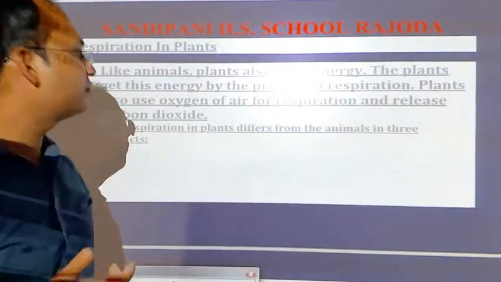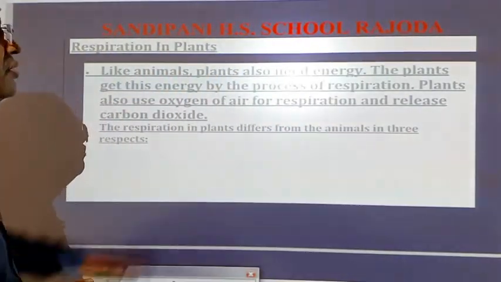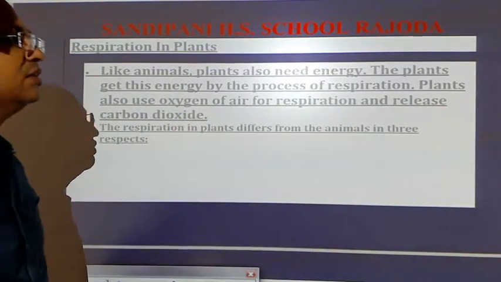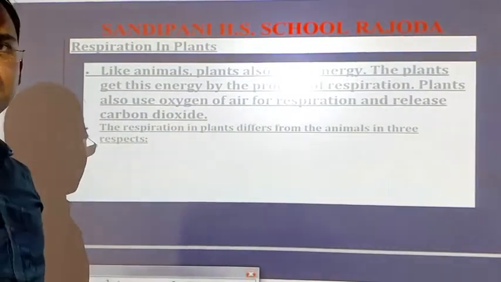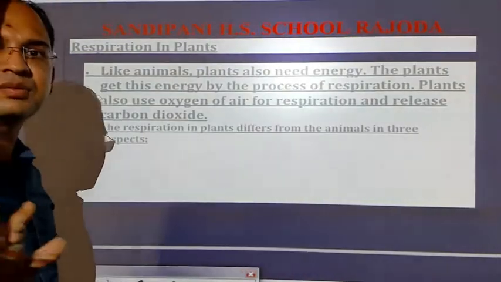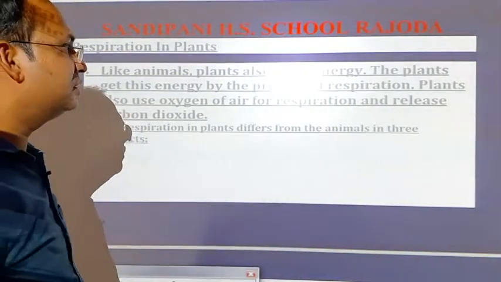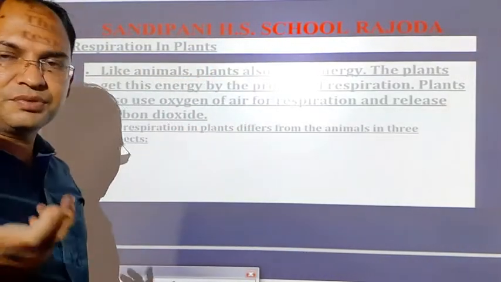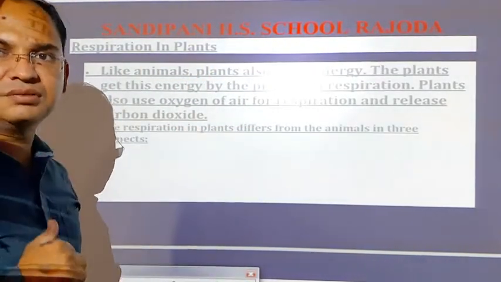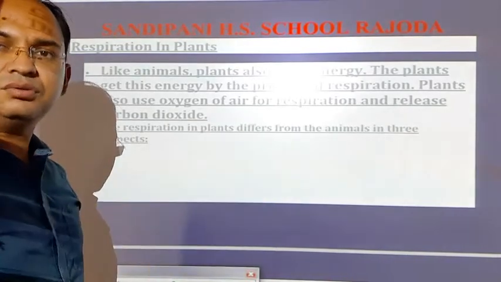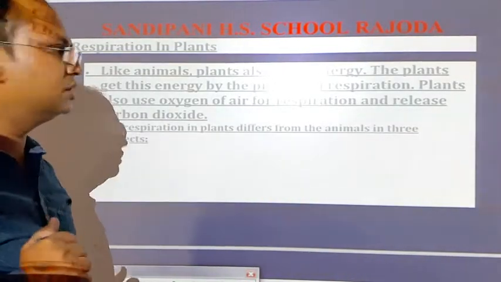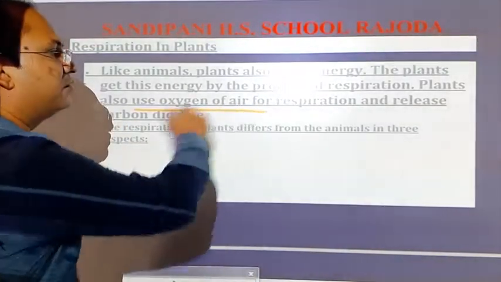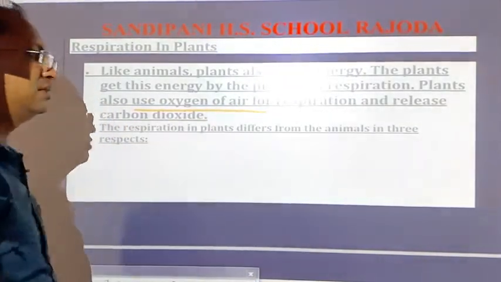Let's see them. First of all, like animals, plants also need energy. The plant gets this energy by the process of respiration. That is clear that respiration takes place in both plants as well as in animals. The process of respiration requires oxygen, so plants also use oxygen of air for respiration and release carbon dioxide.